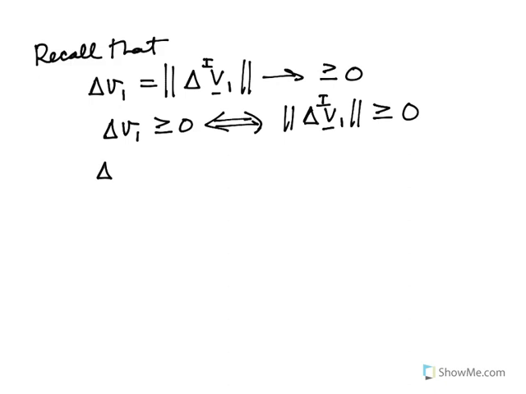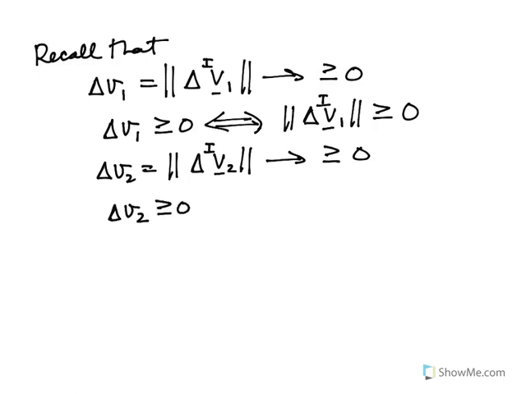And also, delta V2 is equal to the magnitude of delta V2I, and we know that this has to be bigger than or equal to 0, and we've shown consistency that delta V2 is bigger than or equal to 0. That's consistent with the fact that delta V2I has to be bigger than or equal to 0. So we have now established a few things that are useful in the construct of this Hohmann transfer.